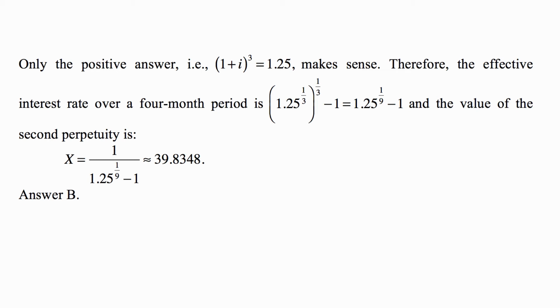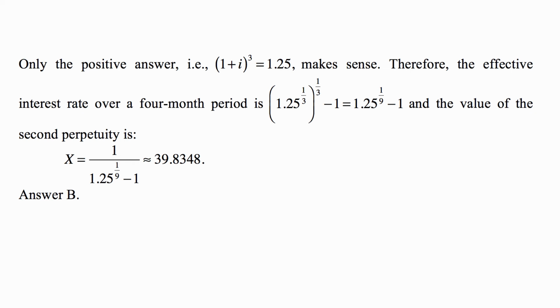Therefore, the effective interest rate over a 4-month period is, the 1+i expression has to be equal to 1.25 to the 1/3, and then the effective rate over a 4-month period, which is a third of a year, would be (1+i) to the 1/3 minus 1. That's the effective interest rate over a 4-month period. And that's equal to 1.25 to the 1/9 minus 1.